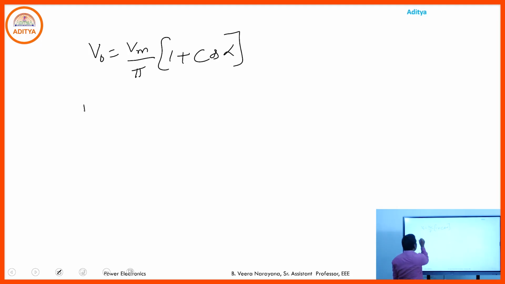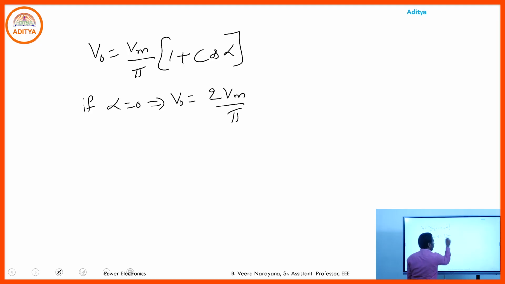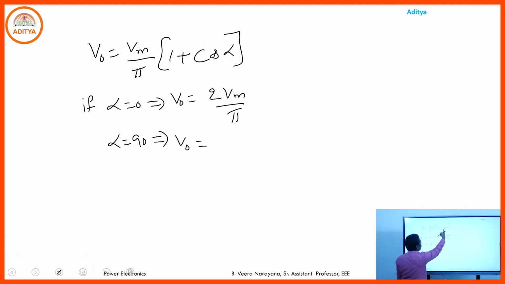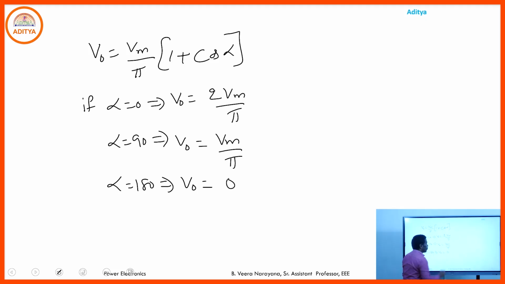So what do you observe here? If alpha equals 0, what is V0? Cos 0 is 1, 1 plus 1 is 2, so V0 is 2 Vm by pi. If alpha equals 90, cos 90 is 0, then the output voltage is Vm by pi. If alpha equals 180, cos 180 is minus 1, minus 1 plus 1 cancels, so the final output voltage is 0.